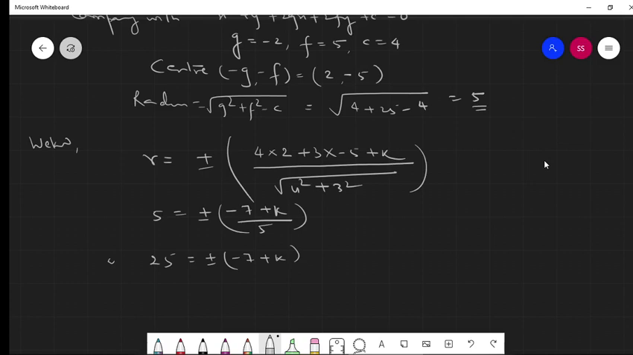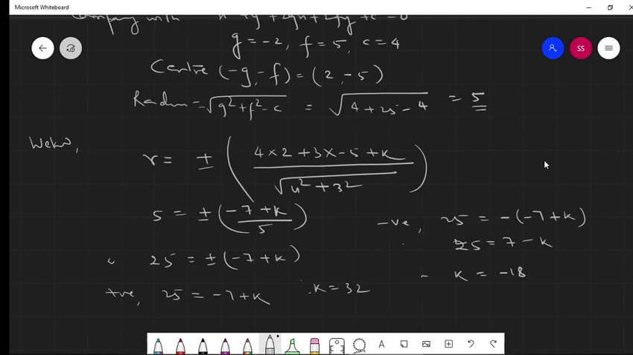Now we can find the value of k by taking positive sign. 25 equal minus 7 plus k, k equal 32. By taking negative sign, 25 equal minus of minus 7 plus k, 25 equal 7 minus k, or k equal to minus 18. Therefore k equal to 32 or minus 18. And so in this way we can solve question number 5.